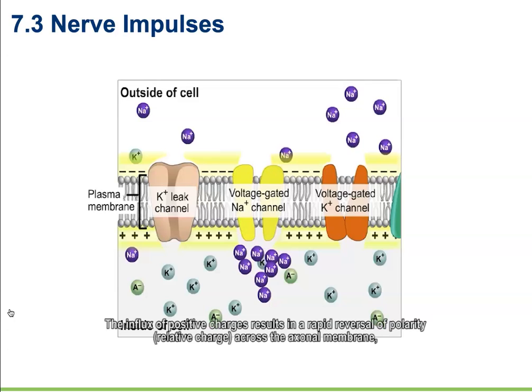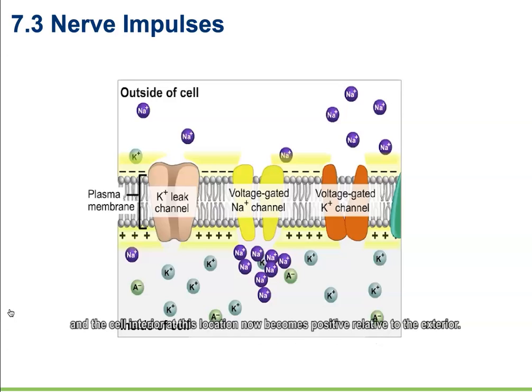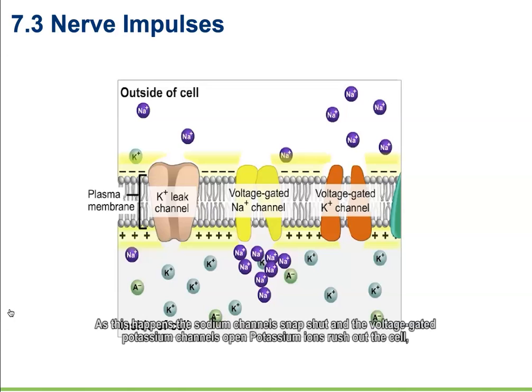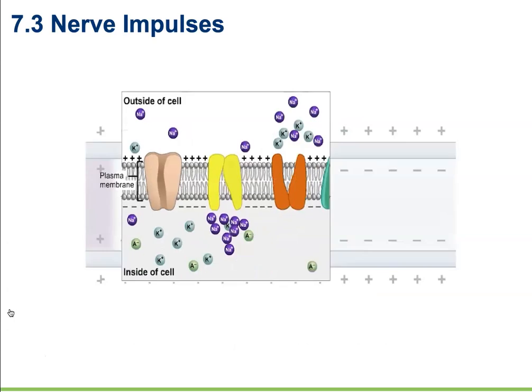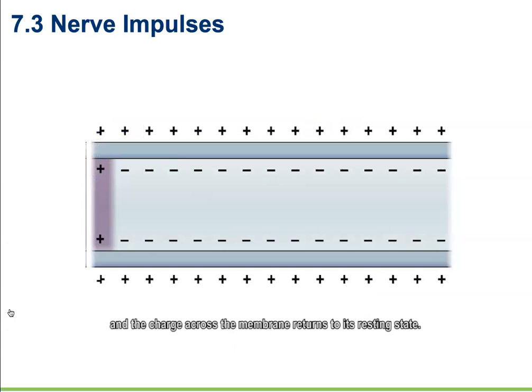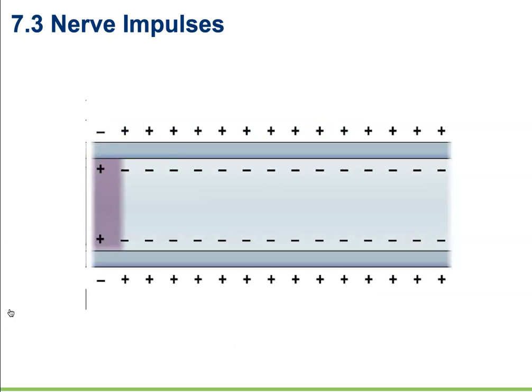The influx of positive charges results in a rapid reversal of polarity, or relative charge, across the axonal membrane, and the cell interior at this location now becomes positive relative to the exterior. As this happens, the sodium channels snap shut and the voltage-gated potassium channels open. Potassium ions rush out of the cell, and the charge across the membrane returns to its resting state.